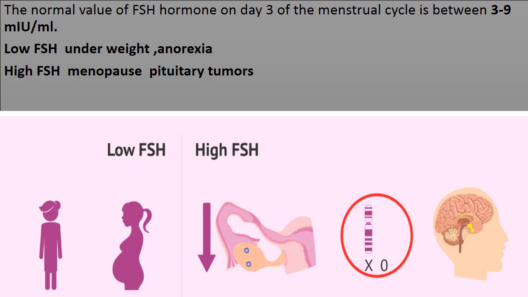The normal value of FSH in women on the third day of the menstrual cycle is between 3 to 9 mIU. Low FSH means underweight or anorexia. High FSH means there is menopause or pituitary tumors. It means that when you have a high amount of FSH, there will be menopause, there will be no menstruation. Next time.